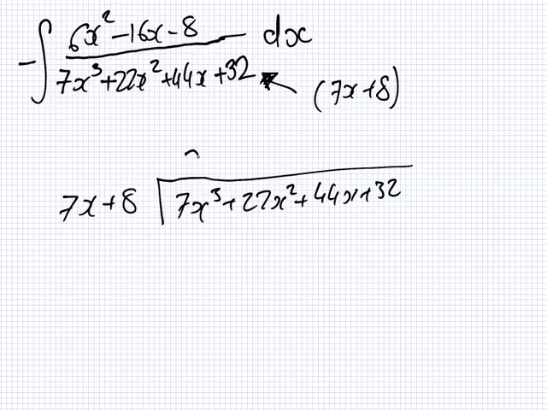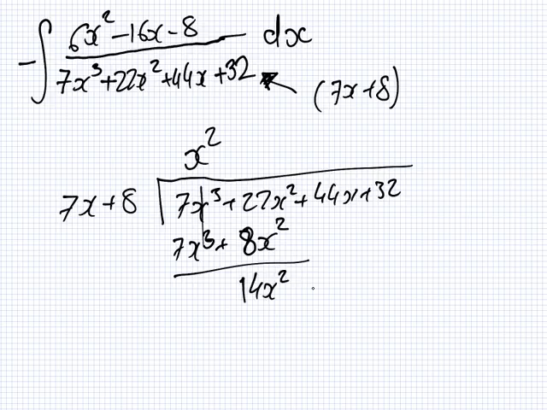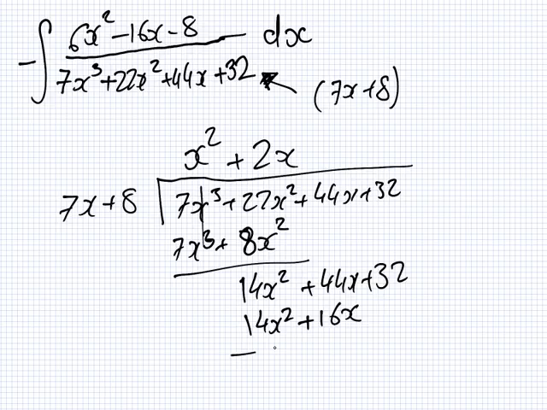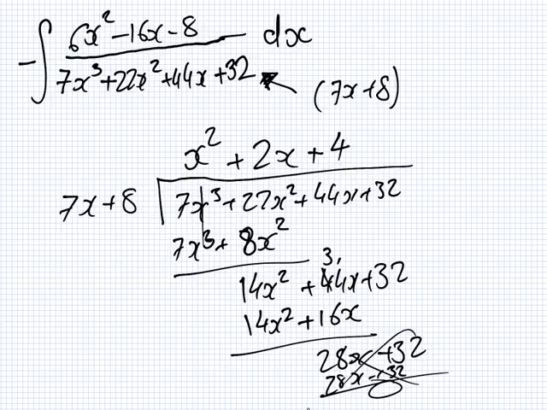So this should be x squared. 7x squared plus 7x cubed plus 7x squared. What's 8? Oh, man, I'm tired and hungry. Right, 8x squared. So they cancel, and we're left with 14x squared plus 44x plus 32. So next should be 2x. So we get 14x squared plus 16x. So it's a 28x plus 32. So it has to finish with a 4, which makes it then. Okay, so that's good. So it's all cancelled at the end.